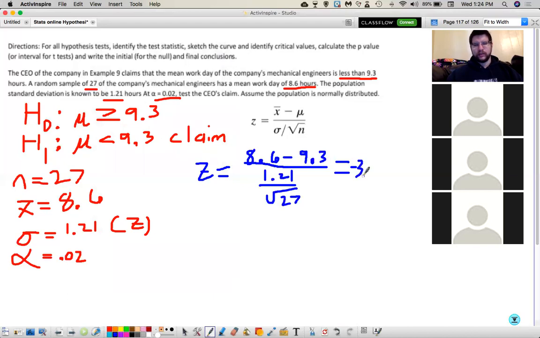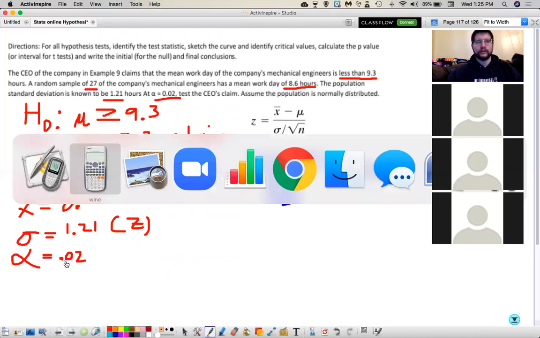Negative 3.0060. That's my test statistic. Notice it's a left tail. So whenever we get our critical value, which is going to be next, we're going to sketch the curve and plot the critical value. We need to make sure we get the negative one. If the left tail is negative, the right tail is positive. Two tails, both. And you have to split alpha in half. We have a left tail, so we're going to use 0.02 as our alpha.